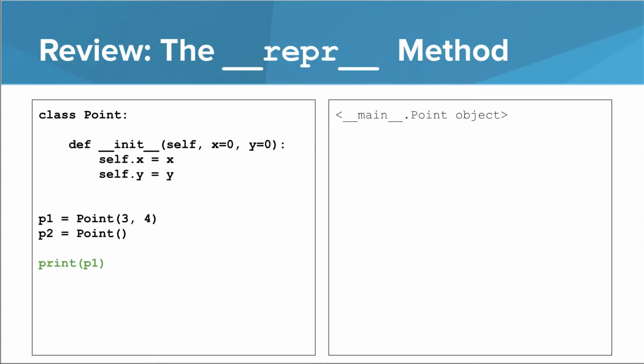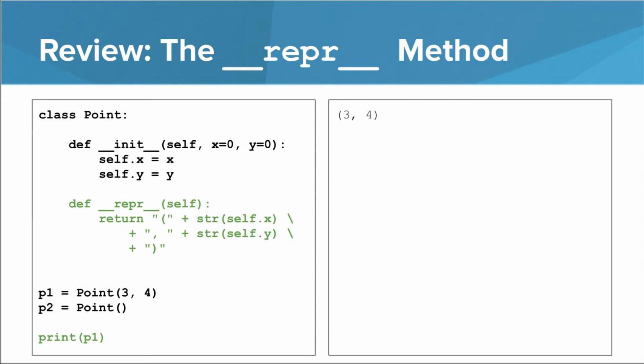Now, what happens when we try to print a point? Right now it just does the default repr method, which just produces something not very useful. We just see that it's a point object. But if we override the repr method, we're actually allowed to define how the point will create a string representation of itself. So here, if we define a repr method to return parentheses, the x, comma, the y, and then end parentheses, we can see that when we print p1, we see a usable point. We see an x, y of 3 and 4.